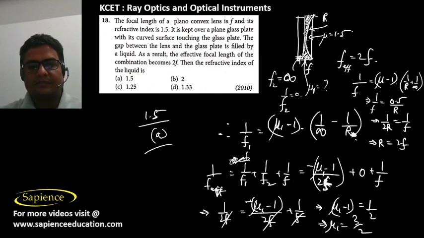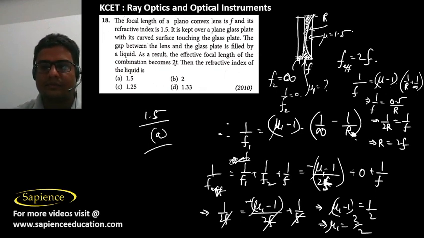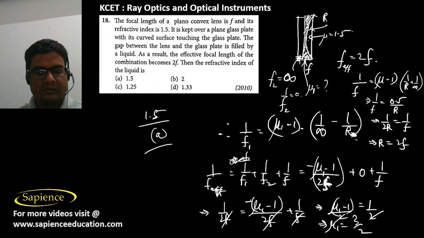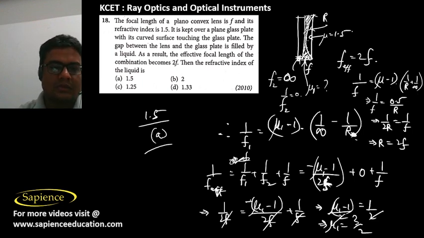Sorry, this is mu1 minus 1 by 2. 1 minus 1 by 2, that is 1 minus half. This is half, so 1, there is something wrong here.